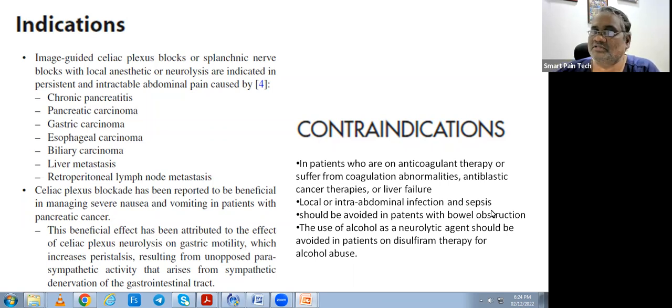So with local or intra-abdominal infection or sepsis, please don't do that. Again, it should be avoided in patients with bowel obstructions. Why? Because there is unopposed parasympathetic activity, since you're blocking the sympathetic chain. And if there is unopposed parasympathetic activity, there will be hypermotility of the gut, which, because of the obstruction, may cause perforation. So that's why you should not. And since we use alcohol as the neurolytic agent of choice, it should be avoided in patients who are on disulfiram or therapy for alcohol abuse. Okay, clear?